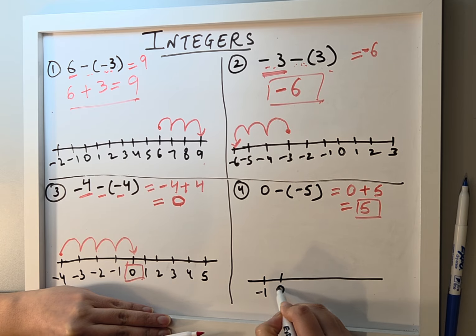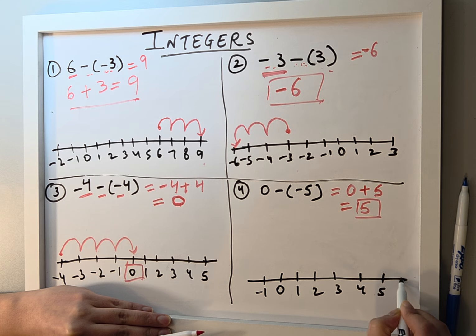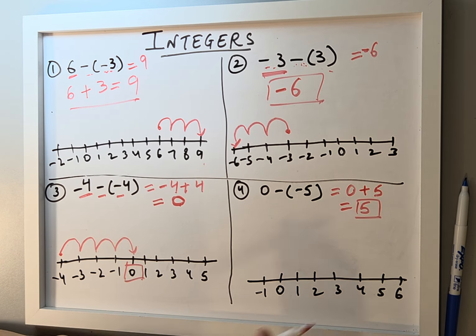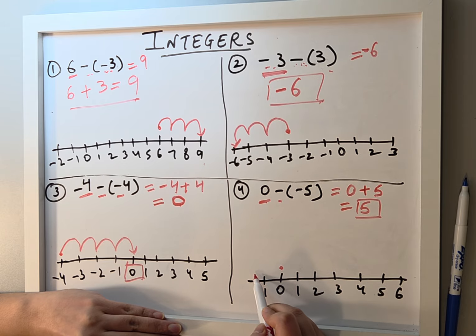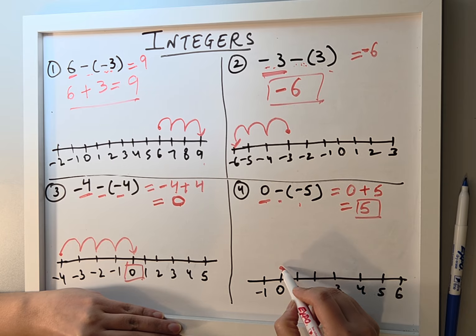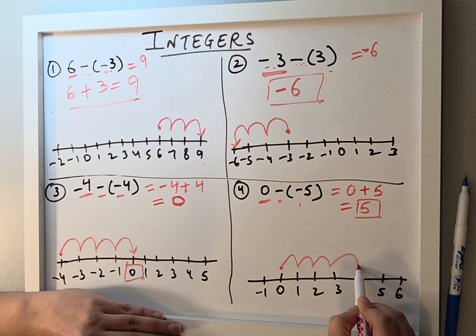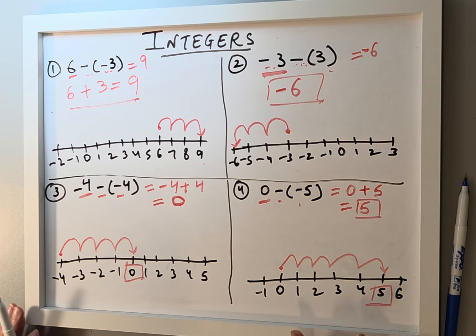that's minus 1, 0, 1, 2, 3, 4, 5, and 6. And here we are starting with 0. Minus means we have to move towards the left, but because there's another minus, we have to move towards the right. So how many times? 5. 1, 2, 3, 4, and 5. It gives us 5 as the answer on the number line also. So either you follow the rule or you follow the number line, you're going to get the same answer.